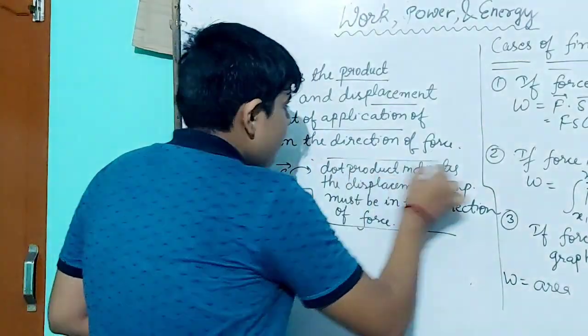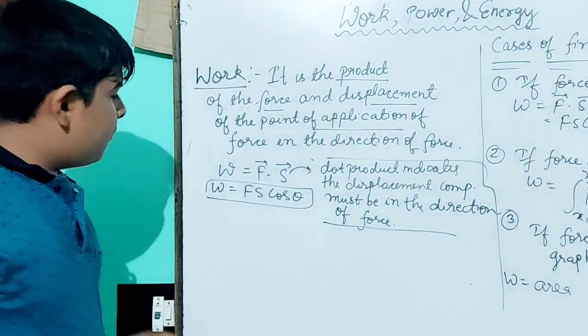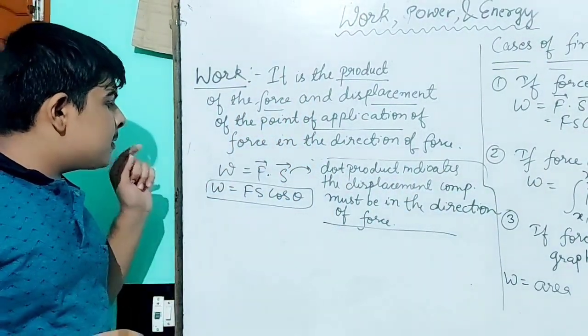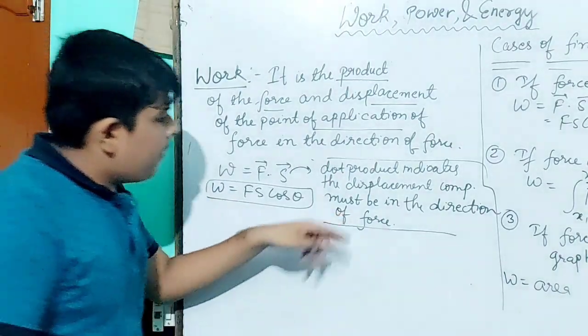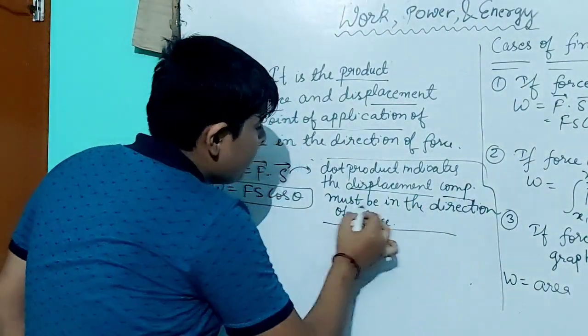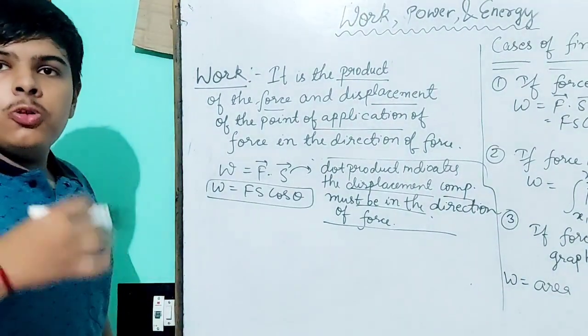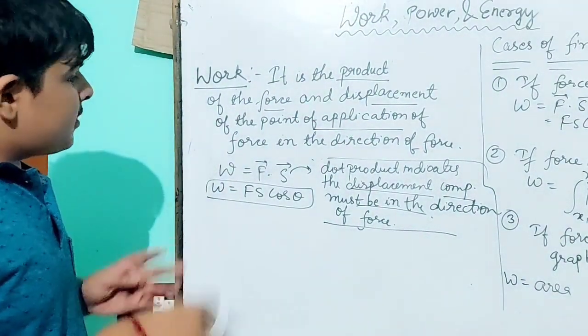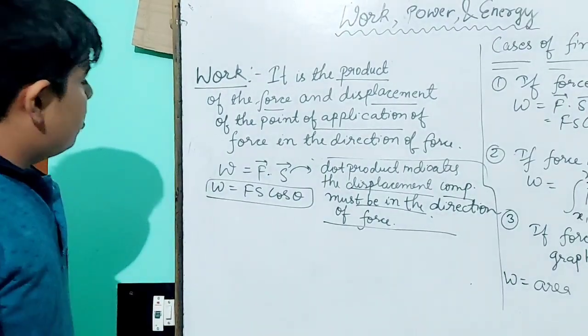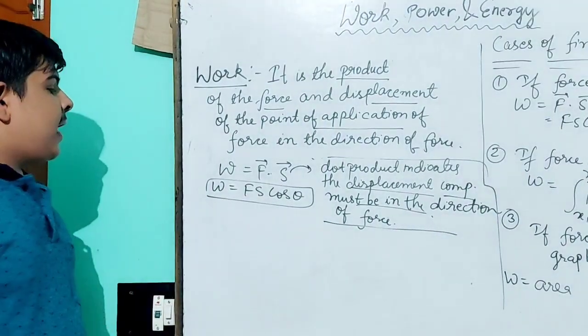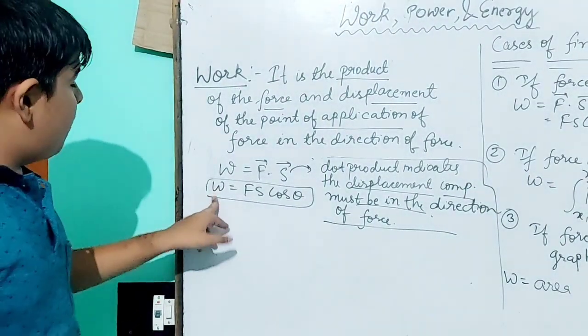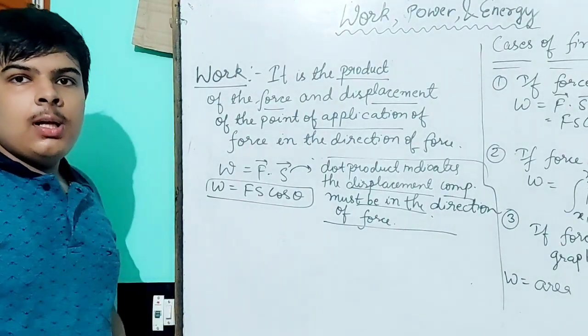यहाँ पर जो डॉट प्रोडक्ट है वो रिप्रेजेंट क्या कर रहा है कि जो डिस्प्लेसमेंट है वो यहाँ पे देखिए, the displacement component must be in the direction of force. डिस्प्लेसमेंट कंपोनेंट है वो फोर्स के डायरेक्शन में होना चाहिए. तो अगर डॉट प्रोडक्ट हटाए गए तो here the work becomes work is equal to F s cos theta.